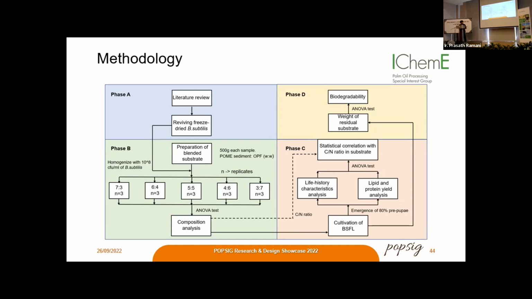And in phase D, we will weigh the residual substrate, which means those substrates that are not consumed by the BSFL. And through this, we will understand how well the substrates can be consumed by the BSFL.